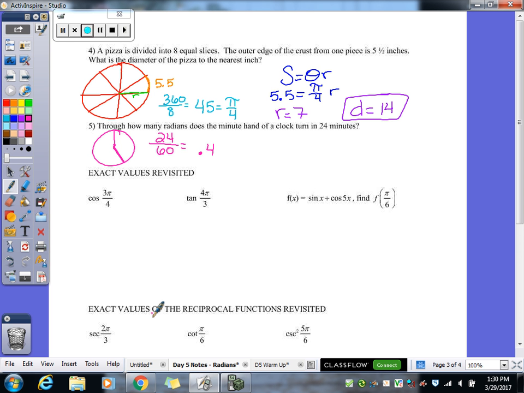So in 24 minutes it goes 0.4 out of how many degrees total? 360, but I'm not going to use 360. I'm going to use the radian form of 360, which would be 2 pi. So let's leave the pi in our formula. Just do your 0.4 times your 2. 0.8, which would be 4 pi over 5. Because 0.4 times 2 is 0.8. If you did your math, it's 4 over 5. Yes, it's 2 pi.